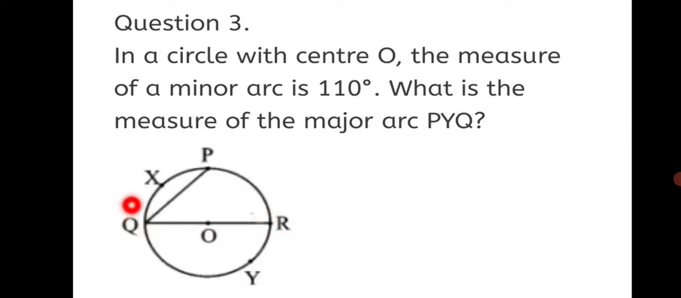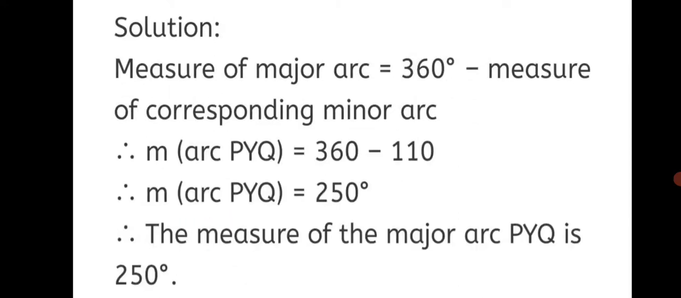Yes, 360 minus this minor arc, that is 110. We will get the measurement of arc PYQ. Okay. So let's have a look at the solution. Measure of major arc is equal to 360 minus measure of corresponding minor arc. The same formula which you used in the first sum. Now substitute. Major arc is which one? Arc PYQ. So major arc PYQ is equal to 360 minus.